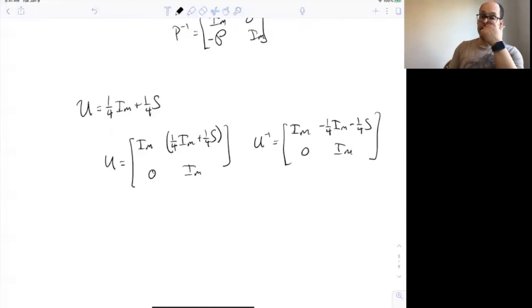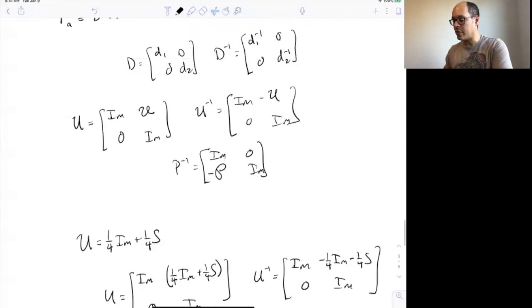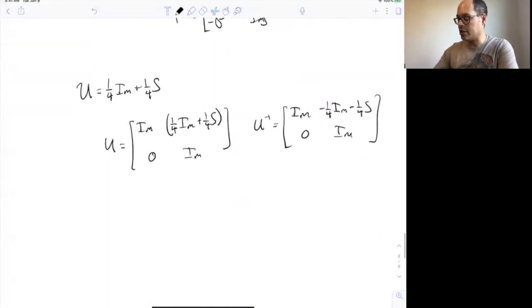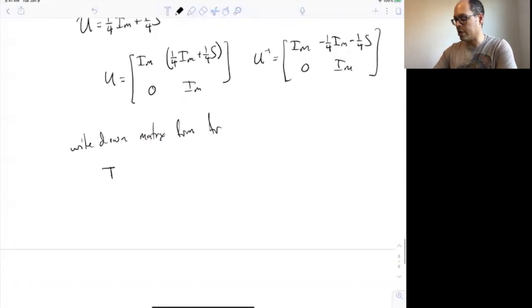So how do you undo your update? Instead of adding to your first part 1/4 of the second part plus 1/4 of the shifted second part, you subtract those from the first part of the step. So what I'd like you to do then is write down a matrix form for the synthesis matrix. Go ahead and work out that matrix multiplication. Okay.